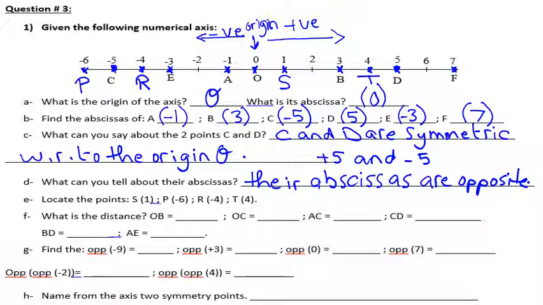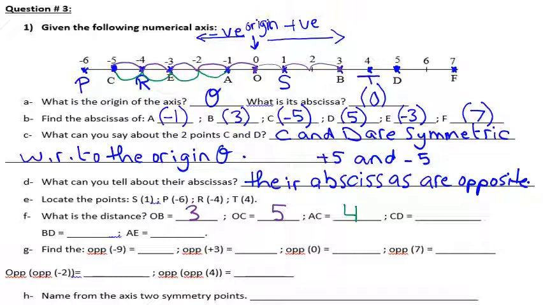Now, what is the distance OB? The distance is how far the point is from another one. If we look at the origin O and this is B, we count 1, 2, 3. So the distance is 3. We don't care if the point is on the negative side or on the positive side, because the distance is always positive. OC, it is 1, 2, 3, 4, 5. So OC is 5. Now AC, this is the distance from A to C. 1, 2, 3, 4. So the distance AC is 4.